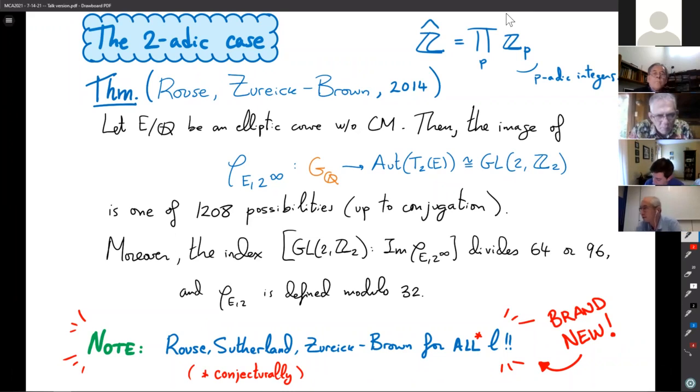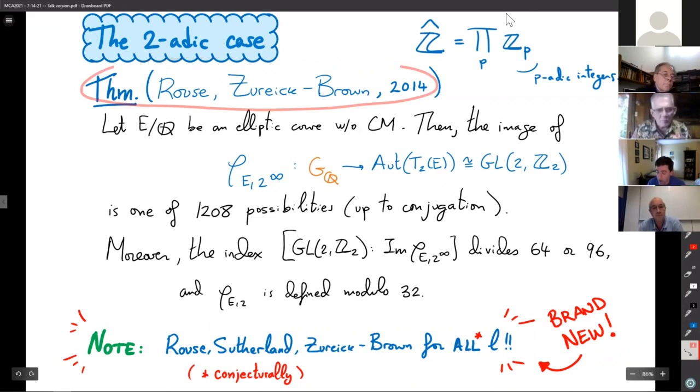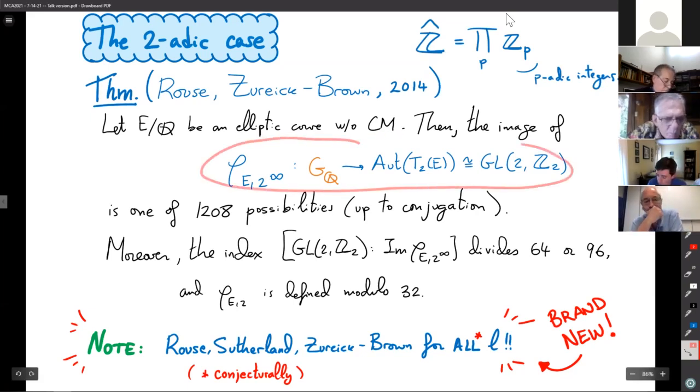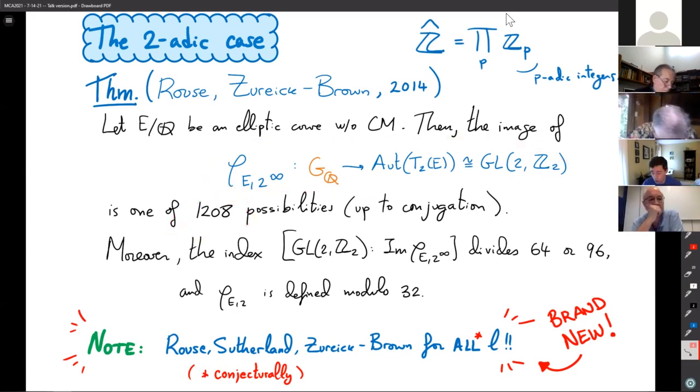So it turns out that we know, for example, in 2014, Jeremy Rouse and David Zureick-Brown proved a complete classification for elliptic curves with no CM. For CM, my work actually completes the classification of what happens with CM. But in any case, with no CM, they classified what can happen with two-adic images. And they show that there are 1,208 possible images up to conjugation. They say more about what those images are, and there's a whole database of images that are available online.